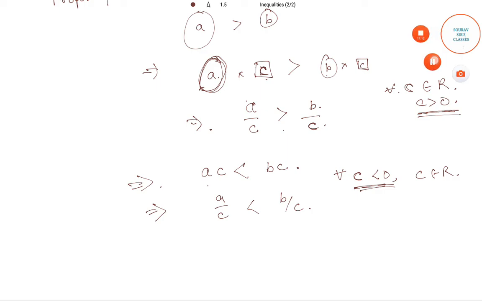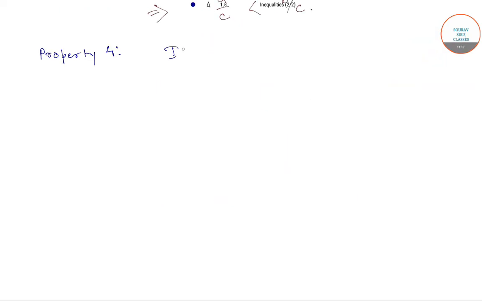Now next is property number 4. It states that, suppose A is greater than B and B is greater than 0, that is, these two are positive real numbers, that is A and B belong to R. So in that case, 1 by A would be less than 1 by B. So what's happening is, if A is greater than B, then 1 by A is less than 1 by B, where both A and B are positive, that is, they are greater than 0.